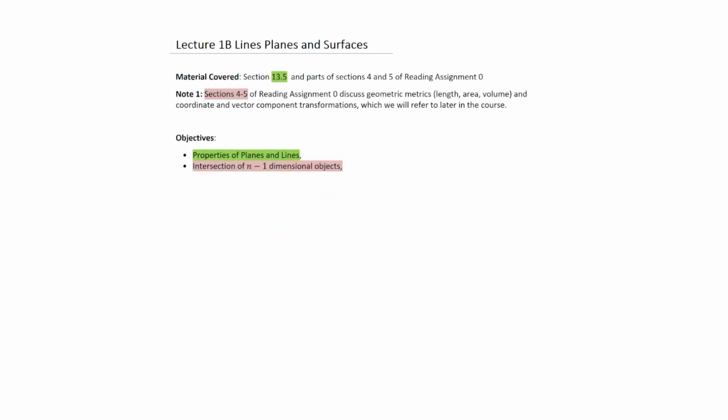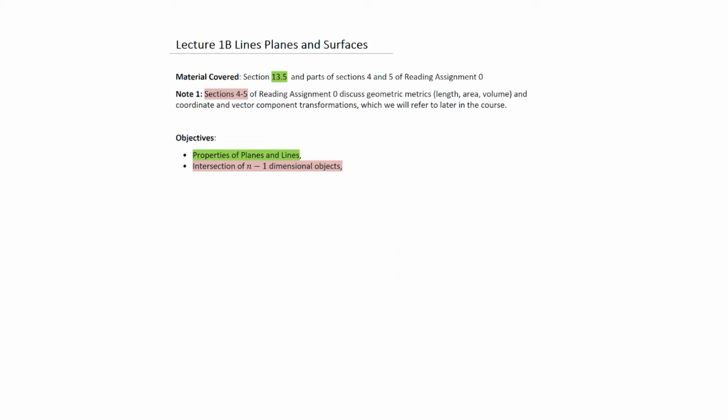Welcome to Lecture 1B entitled Lines, Planes, and Surfaces. This is the second in a sequence of 4 lectures constituting Lecture 1. And so the first slide, as usual, gives you indication of what the objectives are and also the location from which the material has come from. So this is from section 13.5 of the textbook and sections 4 and 5 of Reading Assignment 0.